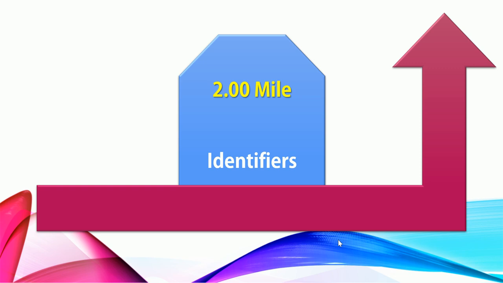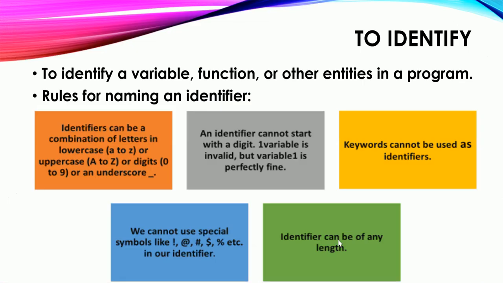Now we are moving to the second mile. It's called the identifier. Let's see what an identifier is. To identify, we need the identifier, to identify a variable, function, or other entities in a program. So, rules for naming an identifier. Identifiers can be a combination of letters in lowercase or uppercase, and you can use digits also: capital A to Z, small a to z, 0 to 9, and you can use the underscore also.